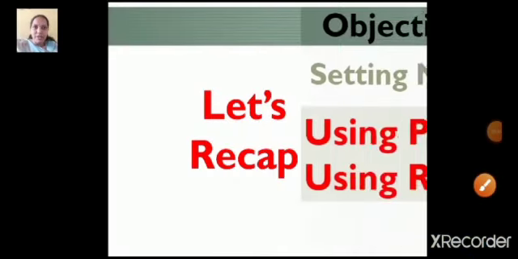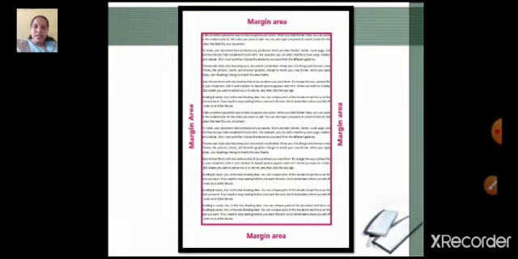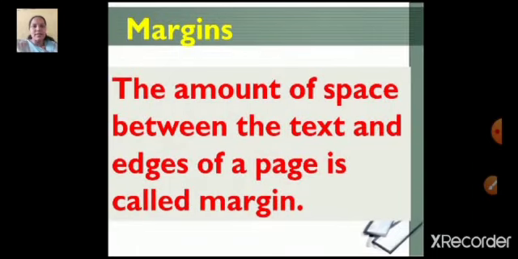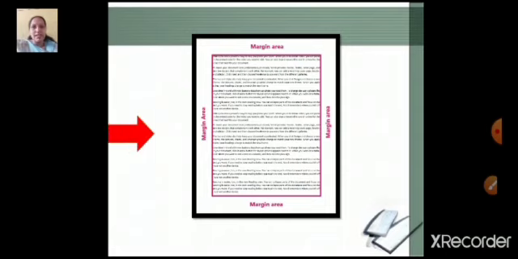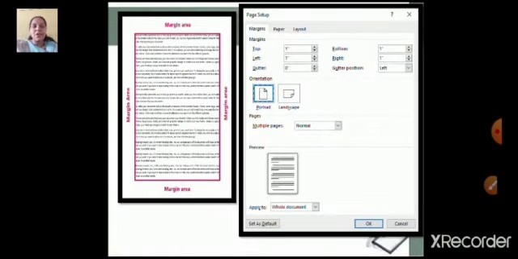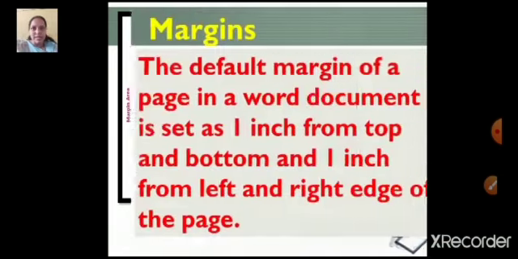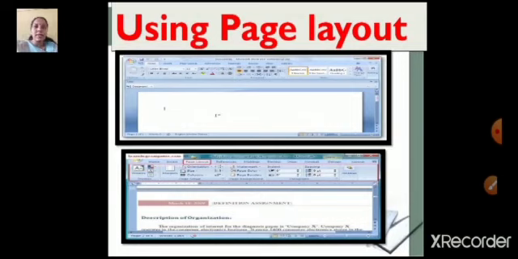Children, let's recap what we learned today. Today we learned about margins and setting the margin using two ways. Margin is the space between the edge of a paper and the text. We have four sides of margin which is available in MS Word, that is left and right, top and bottom. We can set that margin automatically. By default it will be 1 inch in all four sides. We can set it by using two ways, that is by using the page layout and also by using the ruler bar.